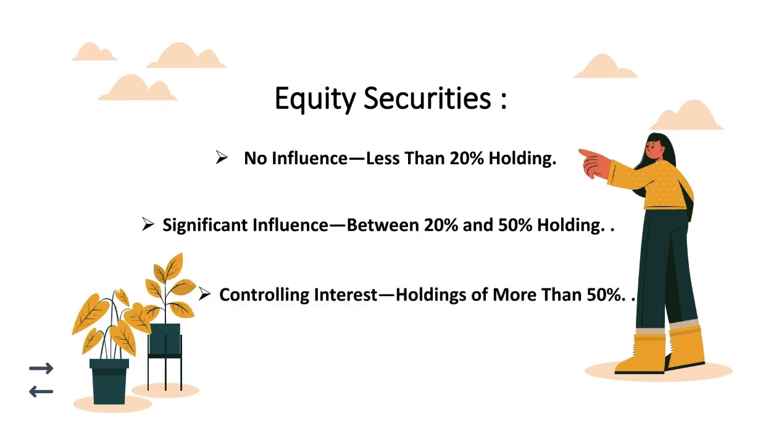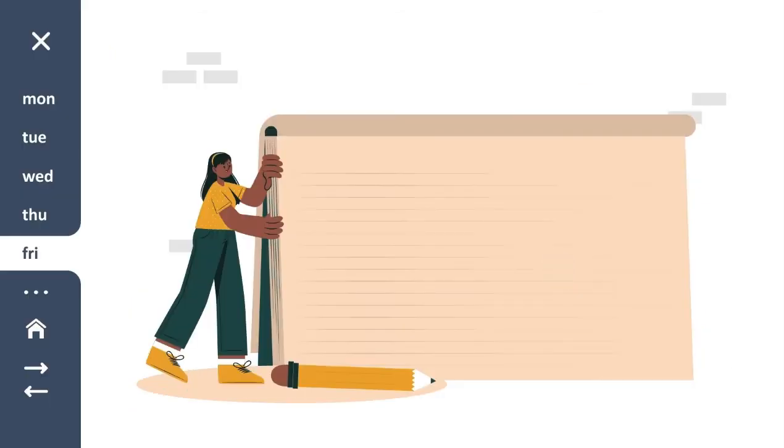And then controlling interest, holding more than 50%. Holding more than 50% is referred to as controlling interest, where the investor is known as the holding company and the investee as the subsidiary. Consolidated financial statements are prepared for holding more than 50%.